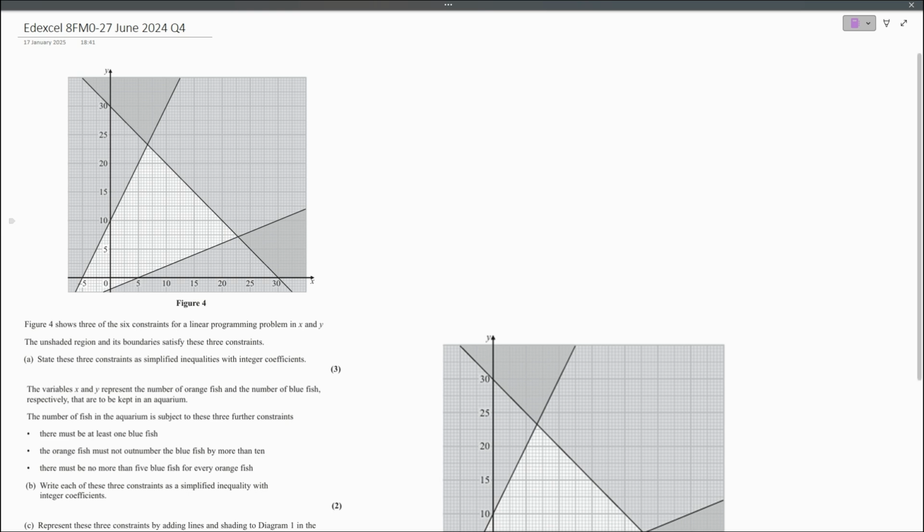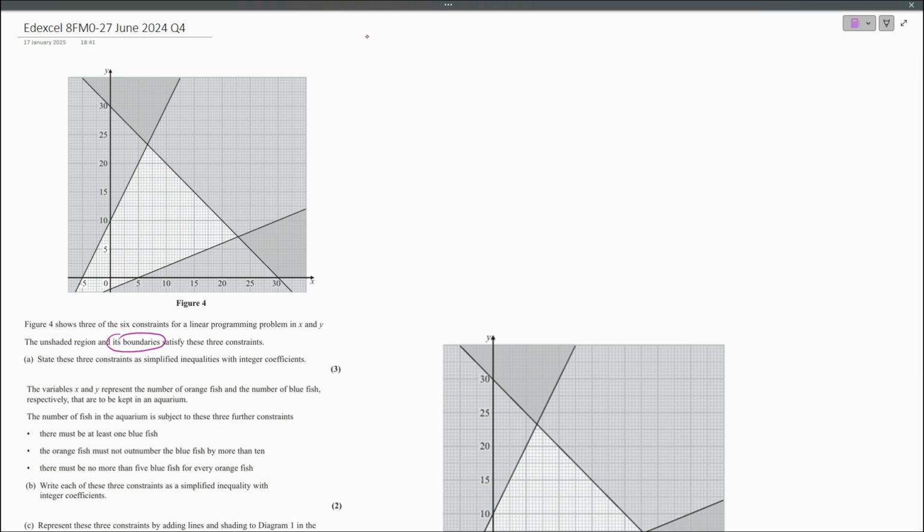So figure 4 shows 3/6 constraints for a linear programming problem in X and Y. And we're told that the unshaded regions and its boundaries satisfy these three constraints. So we know we're going to have an inclusive inequality each time because it's including the boundaries. And we need to state the three constraints.